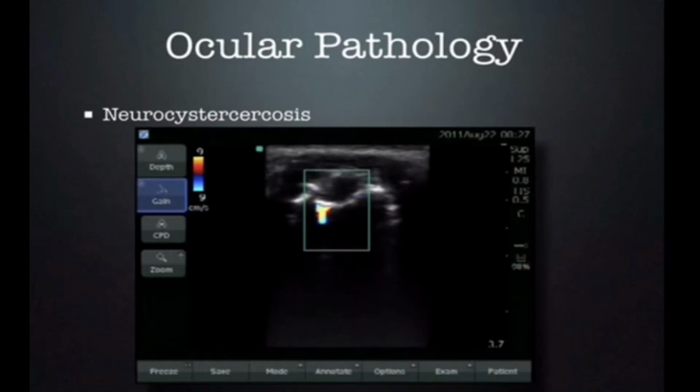Another thing that may be encountered in some parts of the world is neurocysticercosis, and we can see this in the eye. Generally, this causes massive calcification. Here we have the twinkling artifact that shows that this is calcification. We have posterior shadowing that's very deep and very dense, and it's filling the eye. This is not the same thing as the calcification that we saw with retinoblastoma. This is much more dense, much more filling.